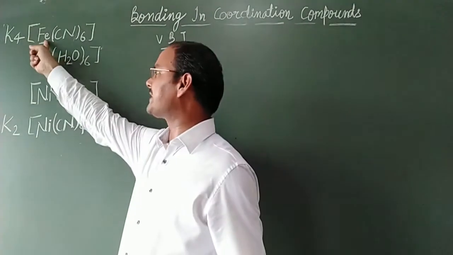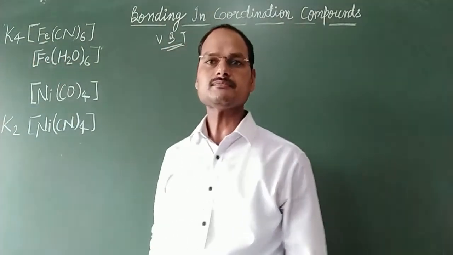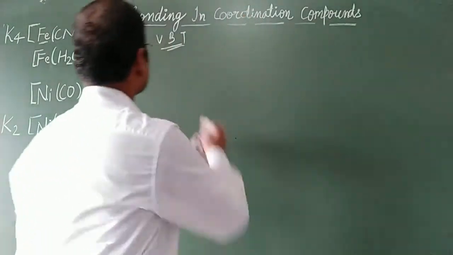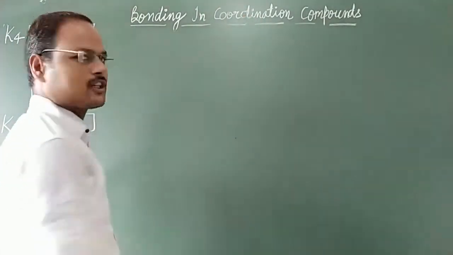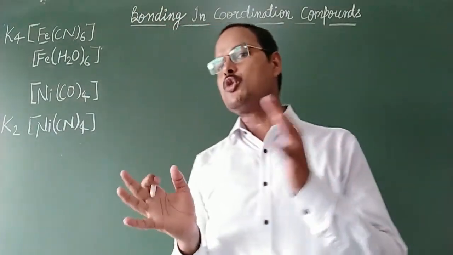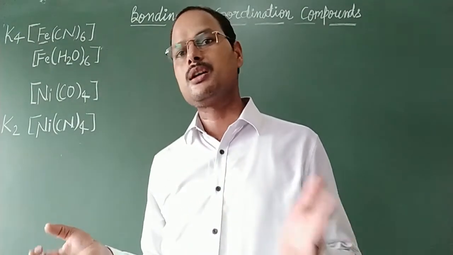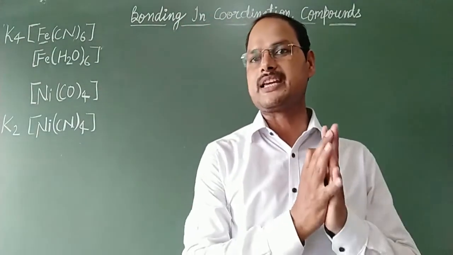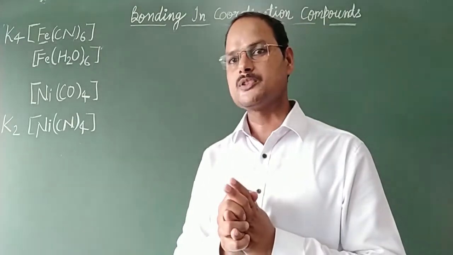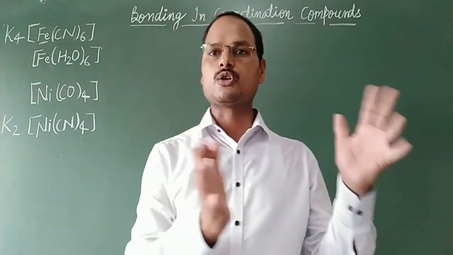Here in this case you can see iron is the central metal. So I am going to write the electronic configuration. As we know, the outermost electronic configuration is the important one for showing different types of properties, chemical as well as physical. So there is no need to write the other part of the electronic configuration.